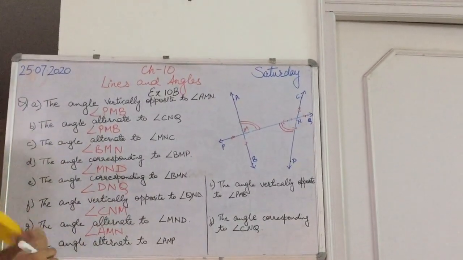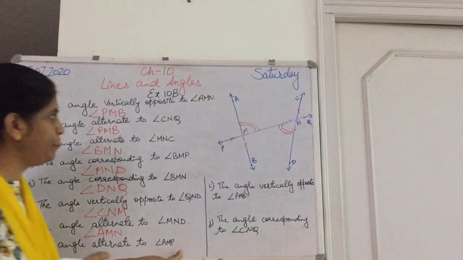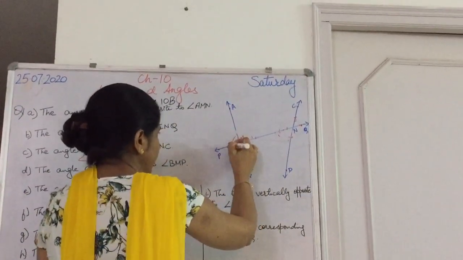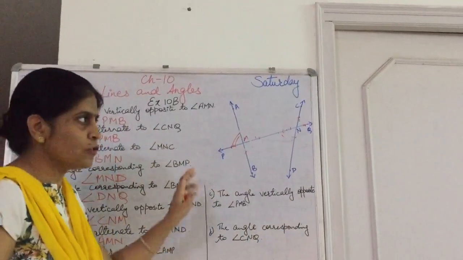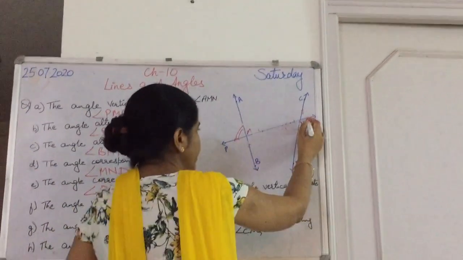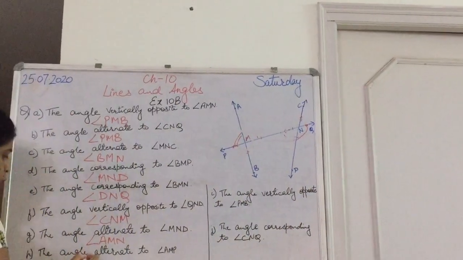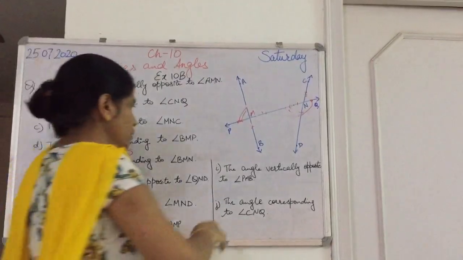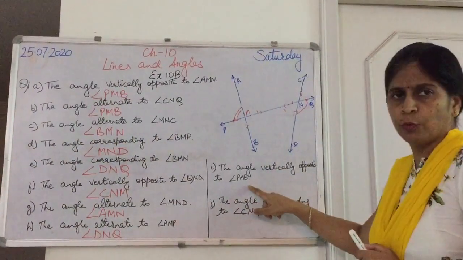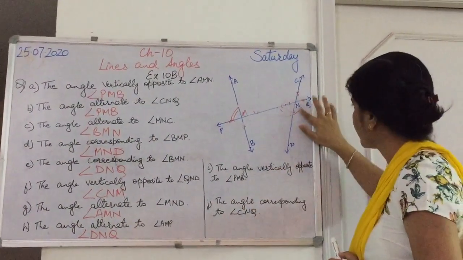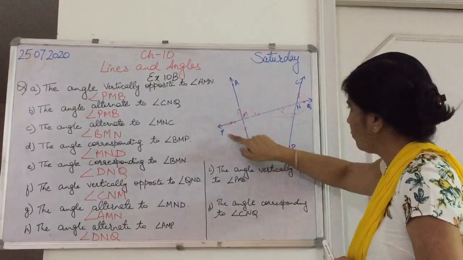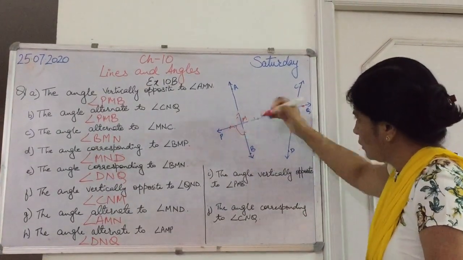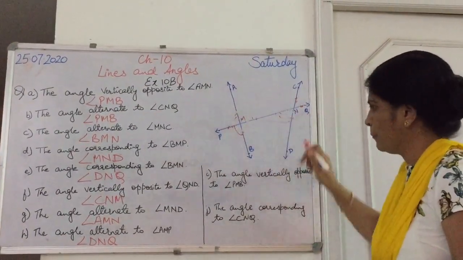Now next is the angle alternate to AMP. AMP alternate. Again it is outside. So this will be also outside and alternate. So D and Q. Now the next is the angle vertical opposite to PMB. Now where is PMB? We will check. PMB. This one. Vertical opposite is AMN.